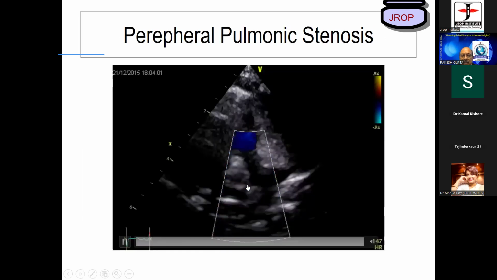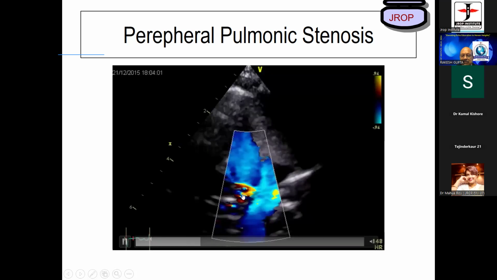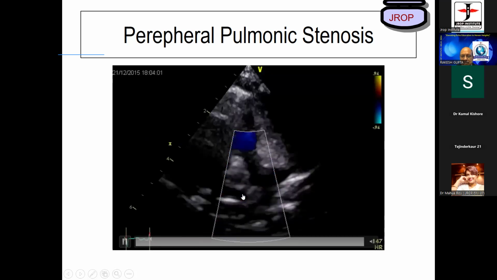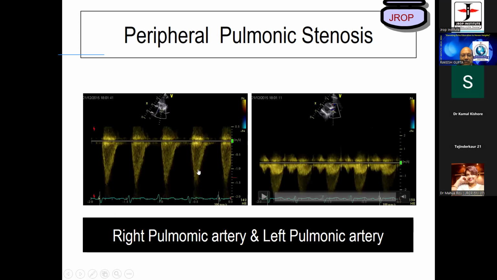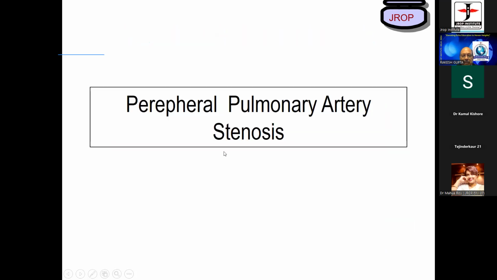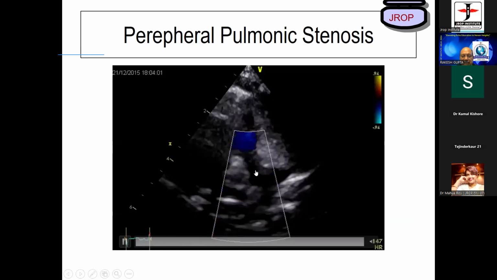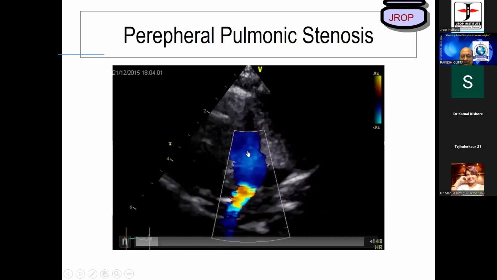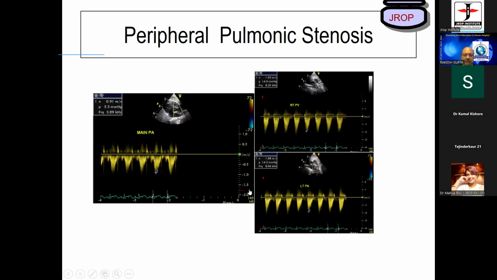Then a very common thing, peripheral pulmonic artery stenosis, which is seen in newborns. So when we put a Doppler spectrum pattern at the level of pulmonic valves, then over here, if it's 0.9 or 0.8 meters, this becomes 1.5. We just give a breathing time. This disappears over a period of time.